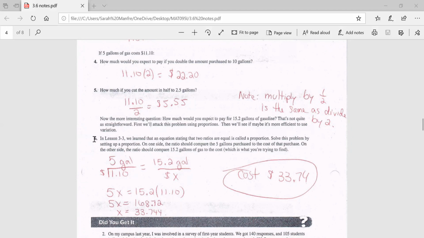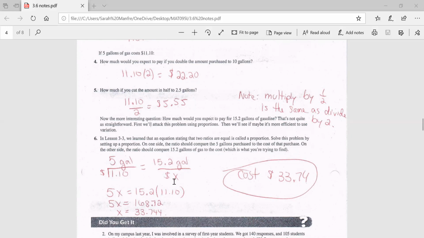So it says here in question 6, in lesson 3.3, we learned that an equation stating 2 ratios are equal is called a proportion. So we are going to set up a proportion to figure out how much we're going to pay for 15.2 gallons of gas. A proportion is when 2 ratios or rates are considered equal. So I know that 5 gallons costs $11.10, and I know we have 15.2 gallons. See how gallons is in the numerator here? I had to put gallons in the numerator here. And I want to know X dollars.